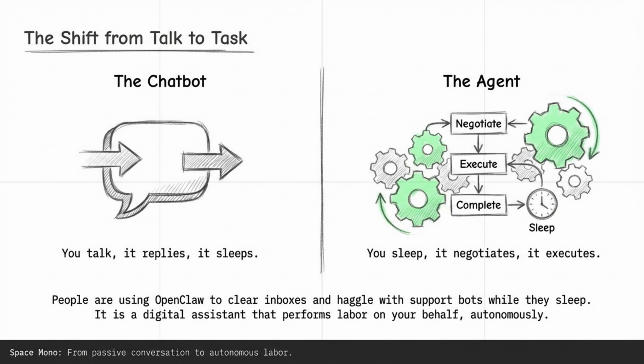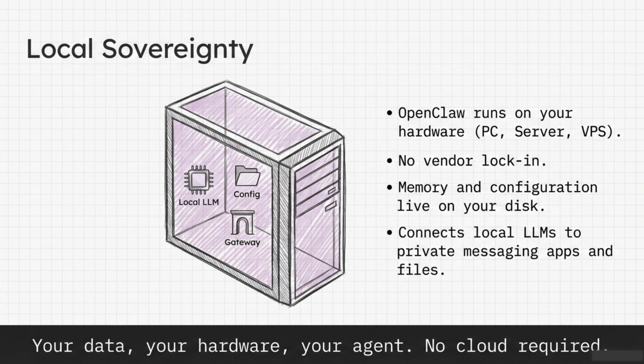At its core, it's an open-source AI agent runtime, not a model. It wires different large language models into your local tools and apps, giving those models hands and eyes so they can actually operate on your machine. OpenClaw runs on your own hardware, your PC, your server, or a VPS you control. Through a local gateway, it connects LLMs to your messaging apps, browser, file system, and other tools. All of its memory and configuration live on your disk, not on some vendor's cloud account.